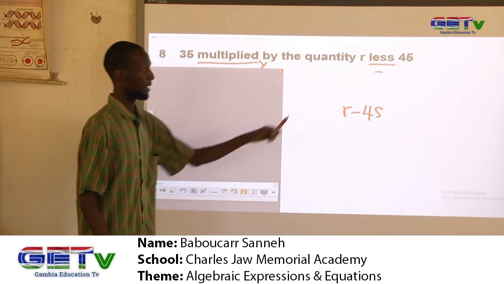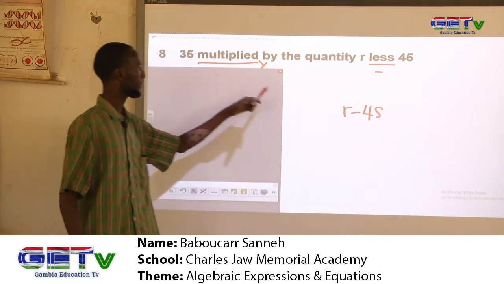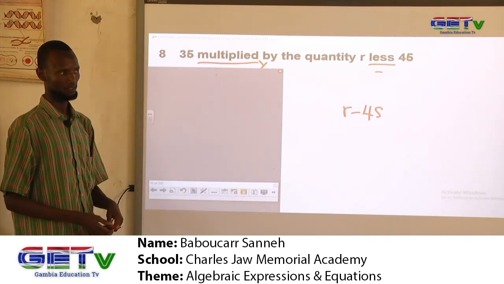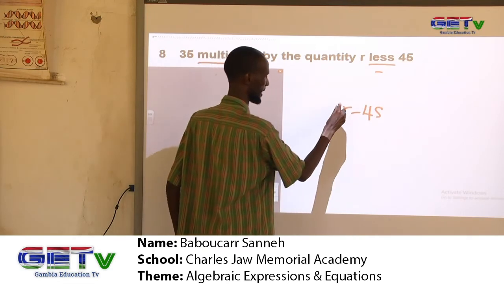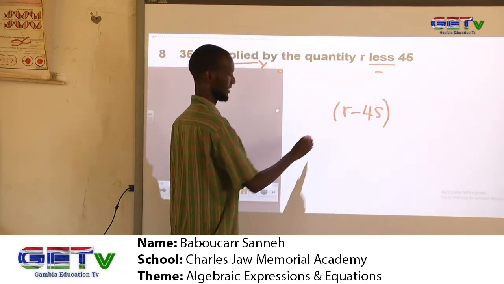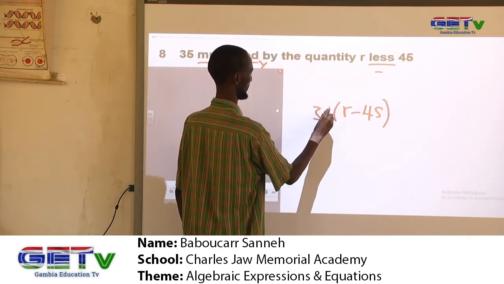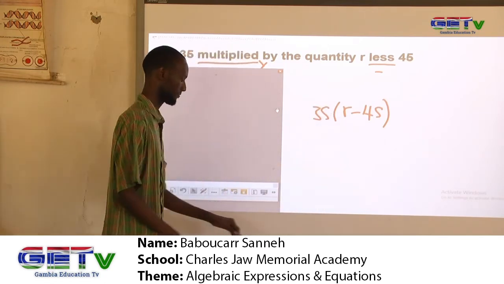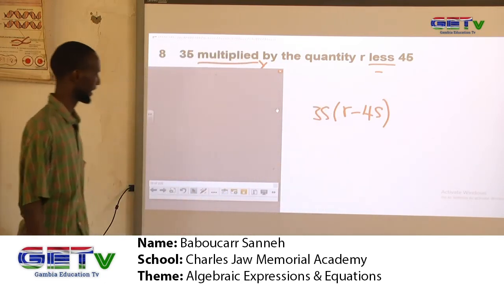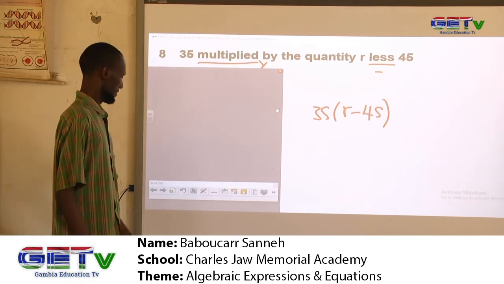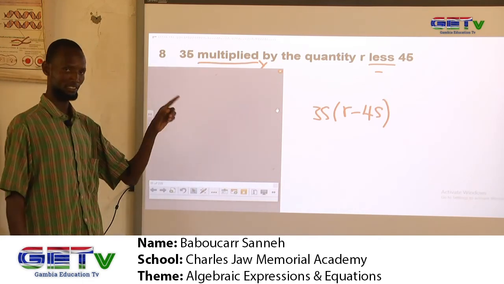And then I'm multiplying all of that by 35. So again, I must make use of the parentheses, the brackets, 35. And that should be the correct answer there. I don't need to show the answer.